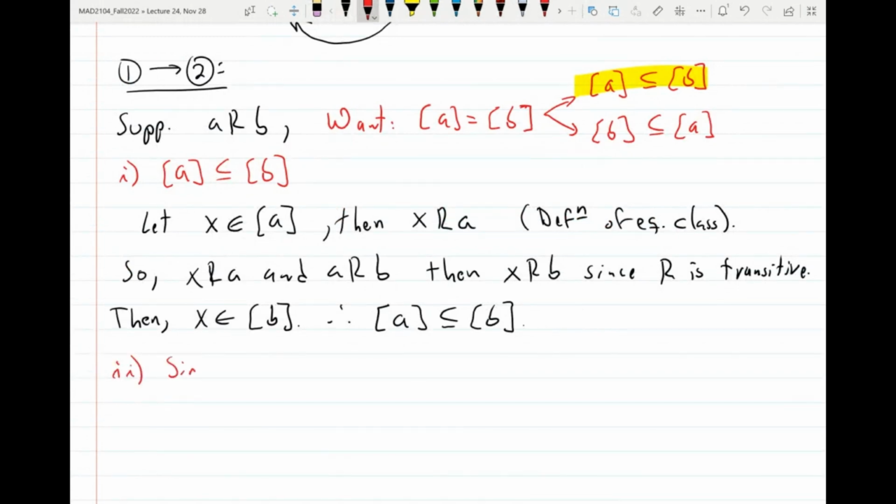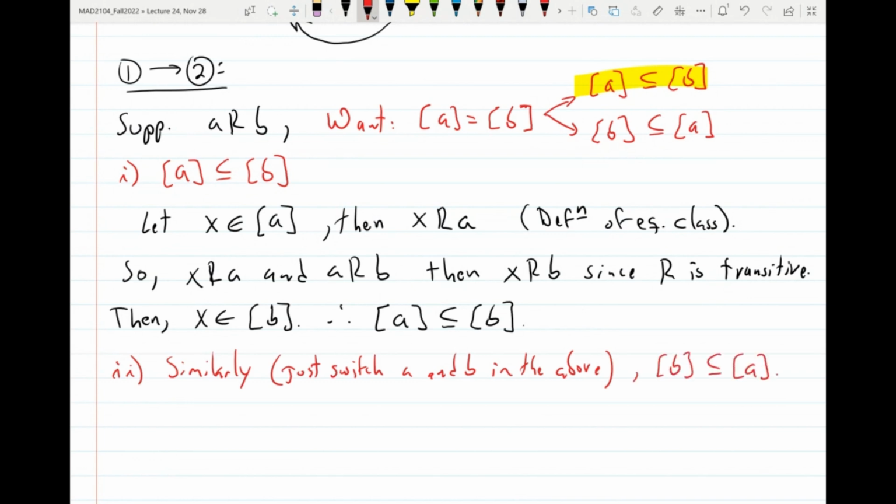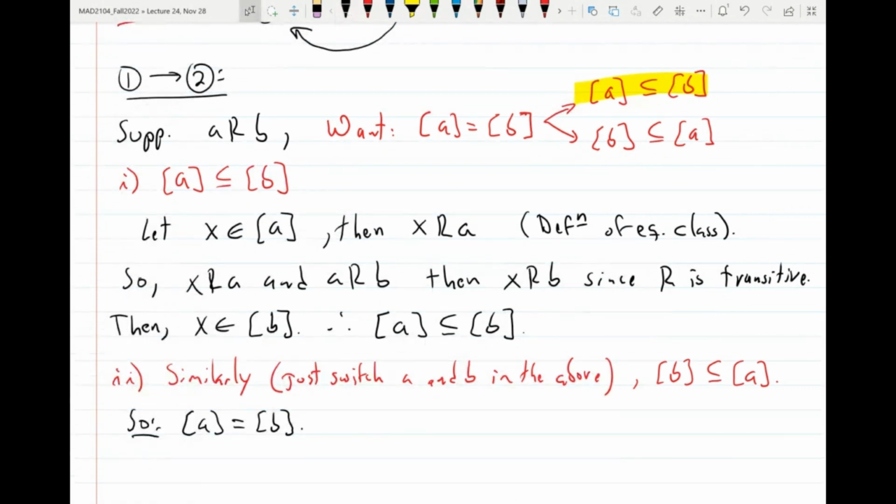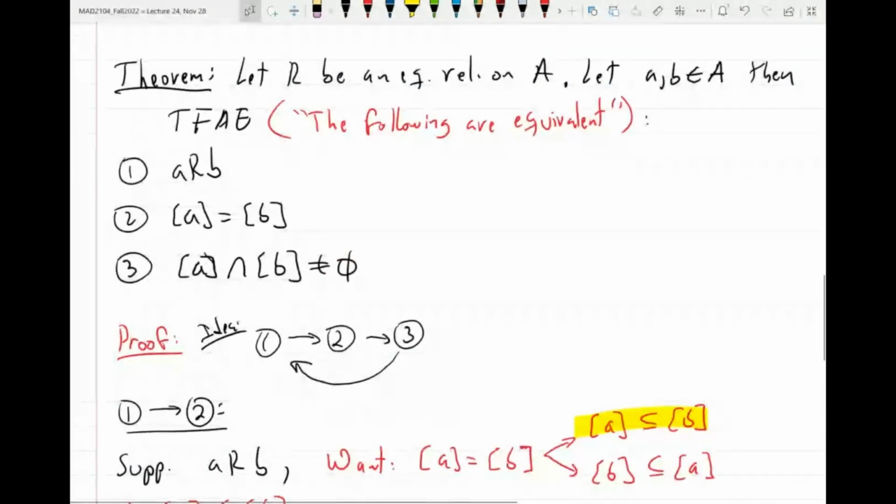So number 2, similarly, just switch A and B in the above. Okay? And similarly, we get that the class of B is a subset of the class of A. So this establishes that the classes are equal. Okay? So that's how you can prove that 1 implies 2. So if A is related to B, that's all you need for the two classes to match, to have exactly the same elements. Are you okay with this? All right. So we proved 1 implies 2.